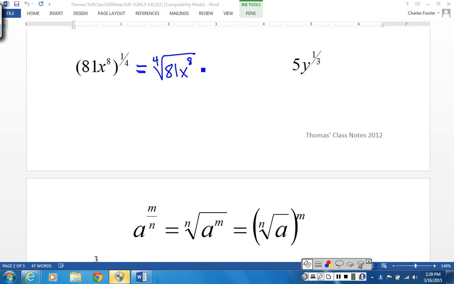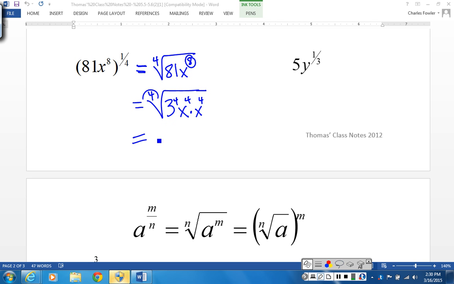It is. It's actually 3. But also x to the 8th. So let me write this another way. We know that it's 3, right? But we also know that x to the 4 times x to the 4. If we add 4 plus 4, we get the 8. So we can break it up like that because of this 4.